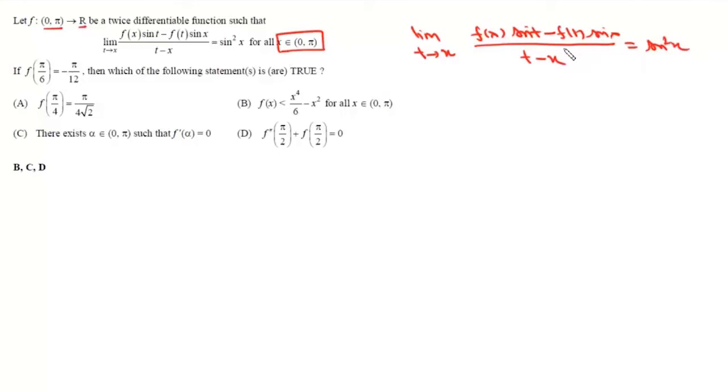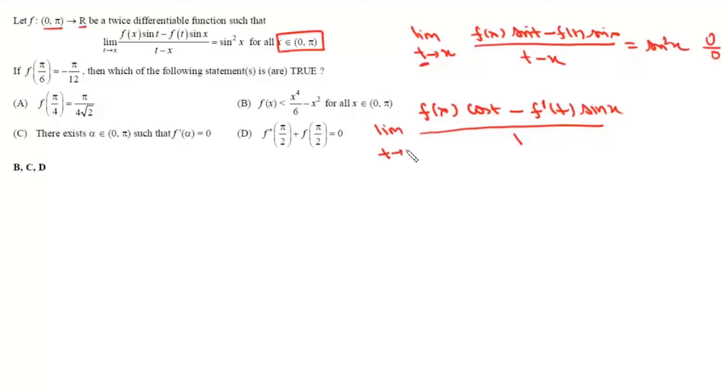Now if we put t as x, it will be 0 upon 0 form. And if it is 0 upon 0 form, we can use L'Hopital's rule. So we'll differentiate the numerator and denominator with respect to t. So it will be f(x), and the derivative of sin t is cos t, minus f dash t into sin x, upon 1, and this limit as t tends to x will be equal to sin square x.